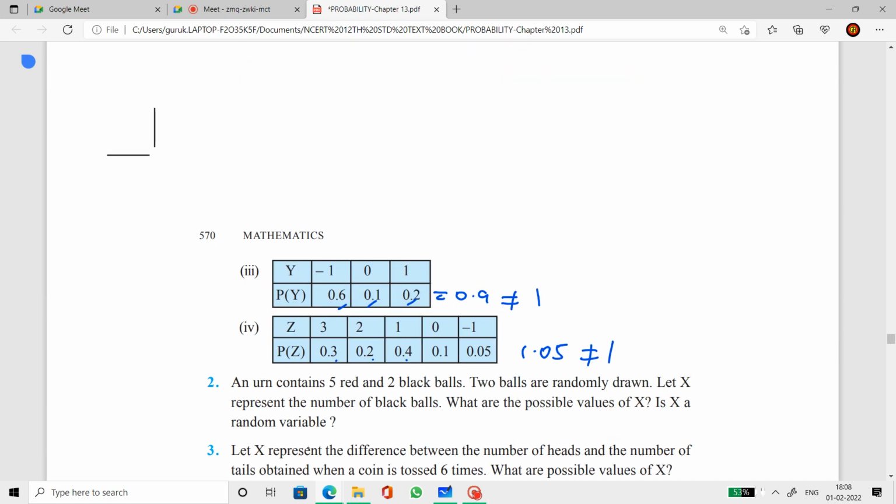Third one, p of x values lie between 0 and 1, but the total is only 0.9, which is not equal to 1, hence this is also not a probability distribution function. Fourth one, if you total it, it's 1.05, which is not equal to 1, hence this is also not so. So in the third and fourth, the second condition is not satisfied, first condition is satisfied.